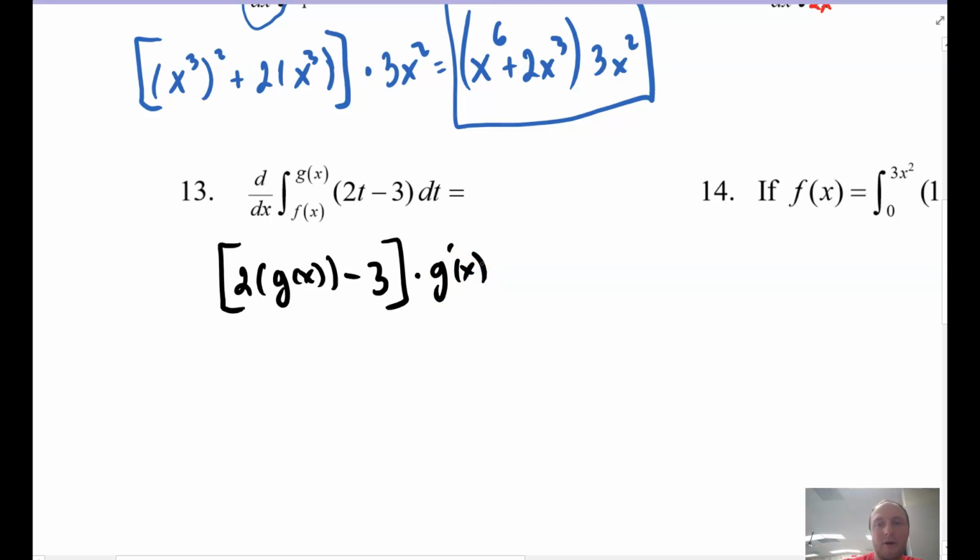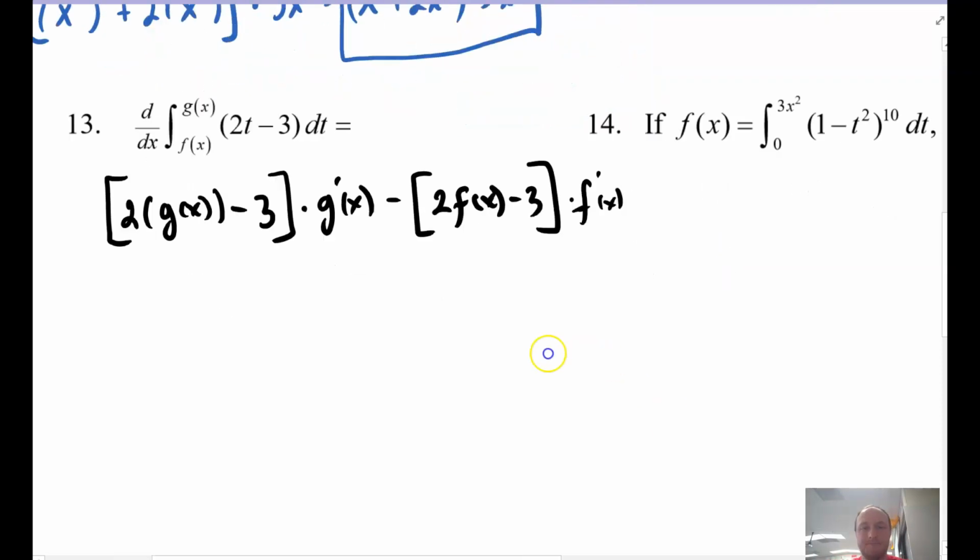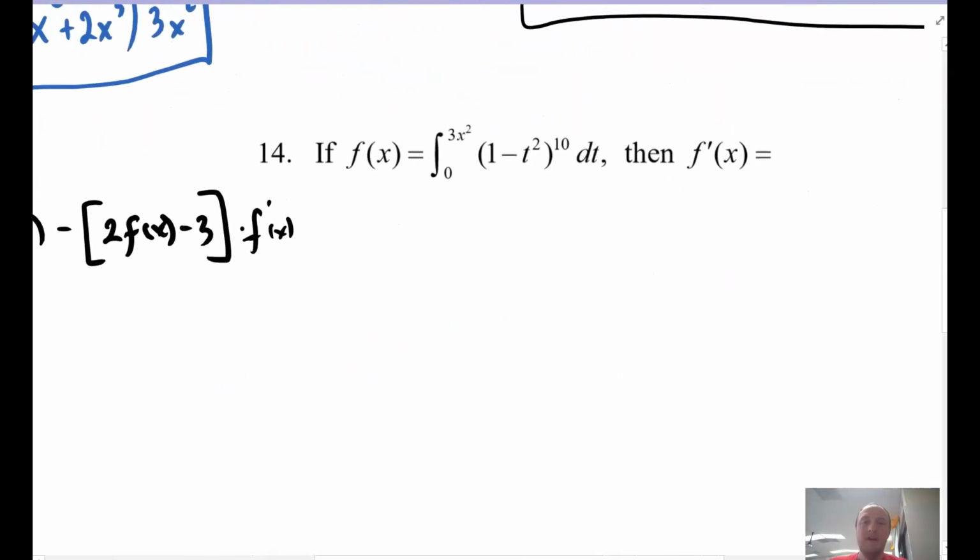Okay. And I want to subtract my integrand evaluated at the lower bound. So 2 times f of x minus 3, times the derivative of the inside, which is g prime, not g prime, f prime of x. Okay. And there you go. That's your answer. All right, number 14, they're getting weird.